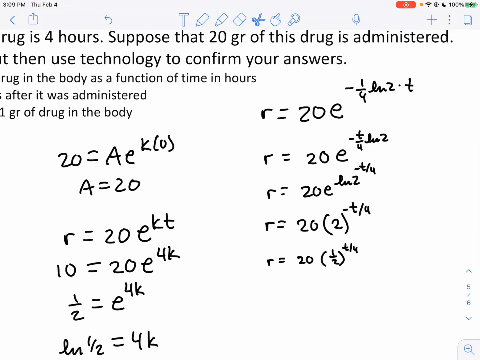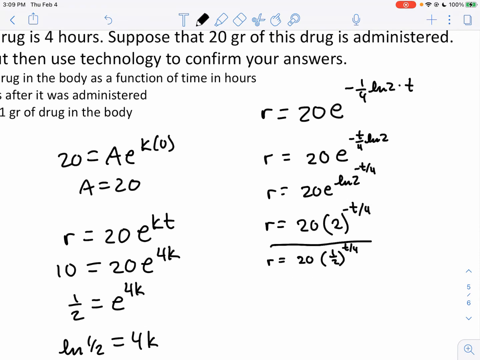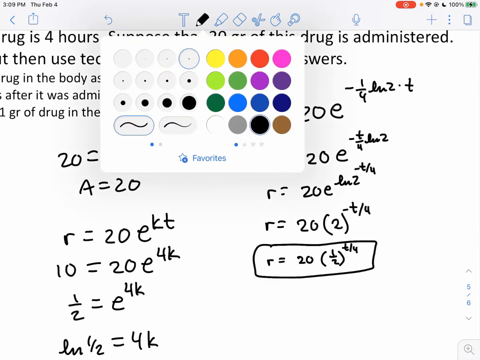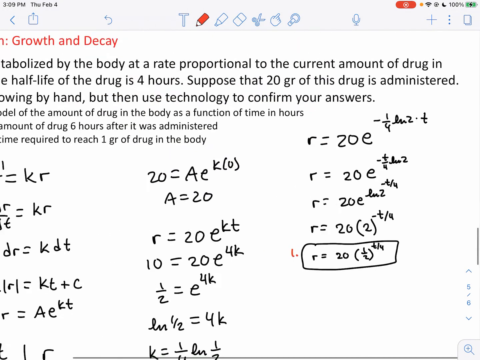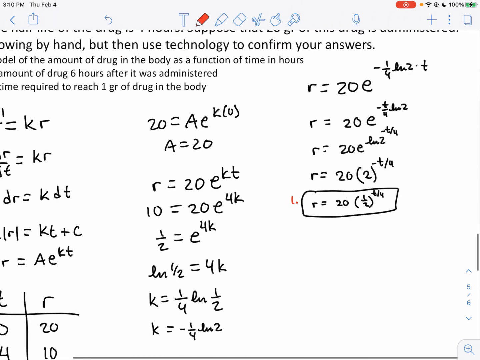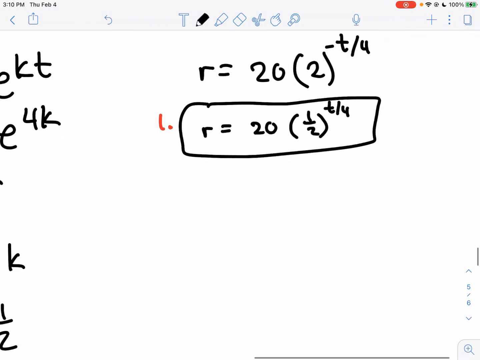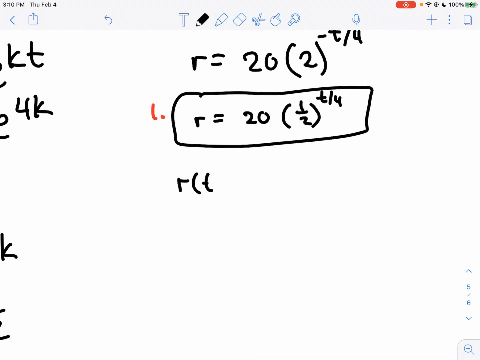Let's stop right here. In fact, really any of these is a good answer to question 1, but I'm going to circle just the last one and say that we have an answer to question 1. Now for question 2: the amount of drug 6 hours after it was administered. So now we just have to figure out what R of t is. Sorry, we want to figure out specifically what R of 6 is.